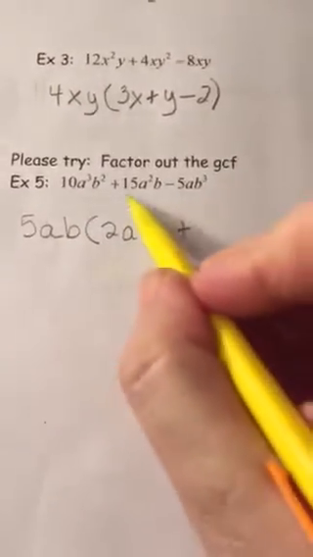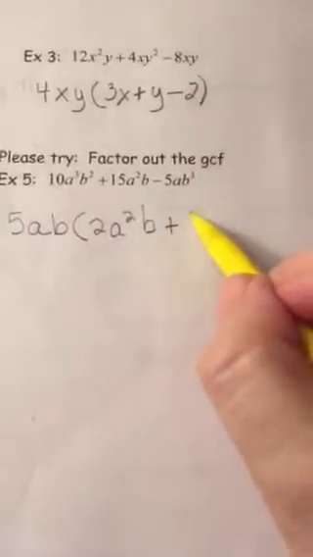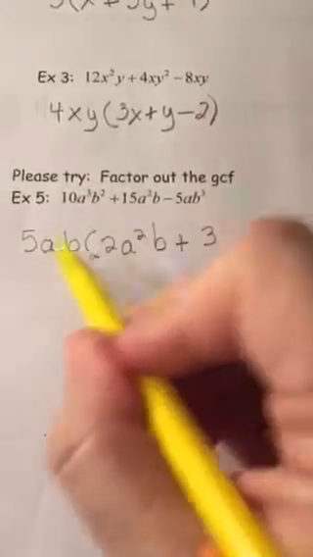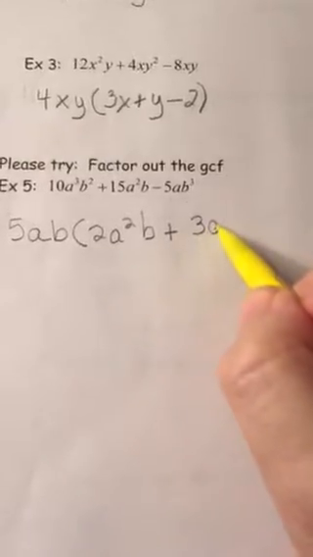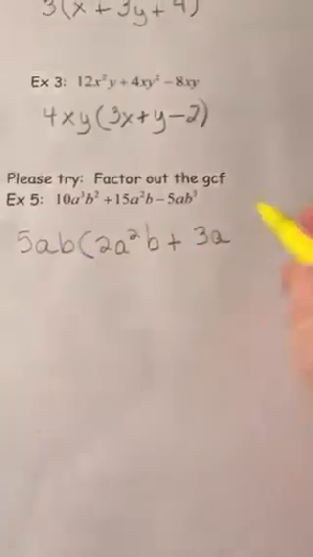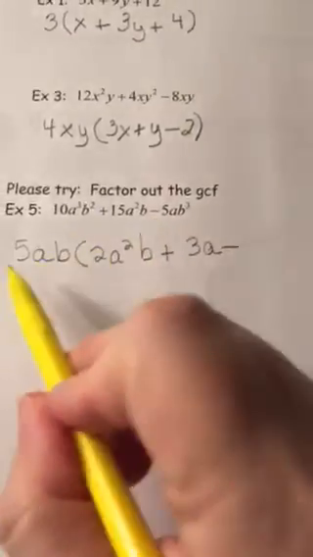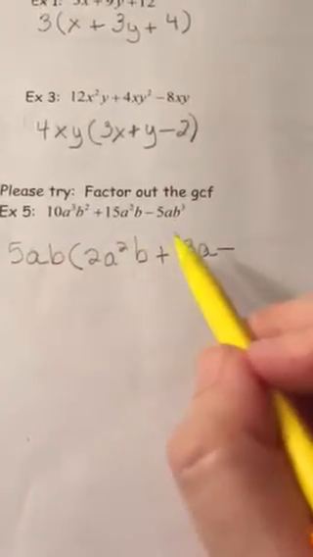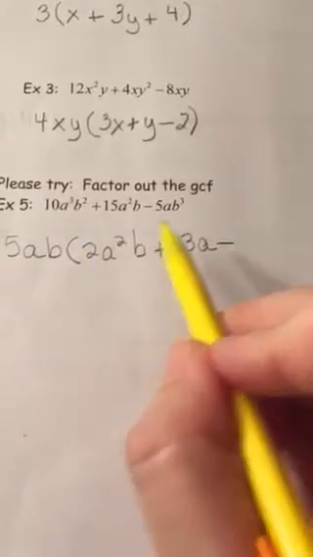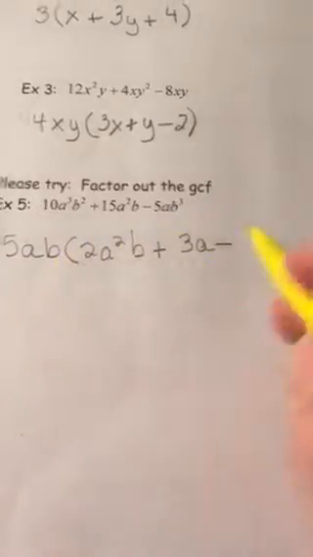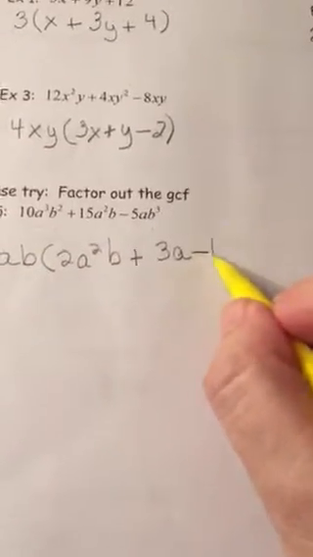Bring down your sign. 15 divided by 5 is a 3. A squared divided by a is an a. And b divided by b is a b. 5 divided by 5, they cancel. A divided by a, they cancel. And b cubed divided by b is a b squared.